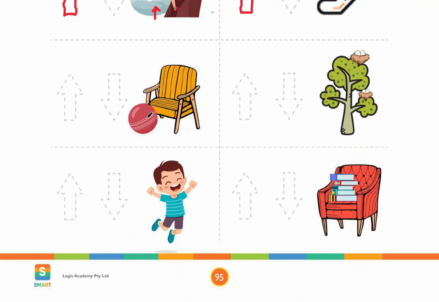This ball is on the ground, right? So this ball is not on the chair. That means that this ball must have fallen from the chair to the ground. So whenever the object is on the ground, that means we have to trace the arrowhead that is pointing in the downward direction. So let's start tracing this one.